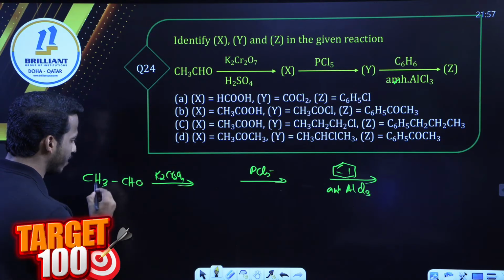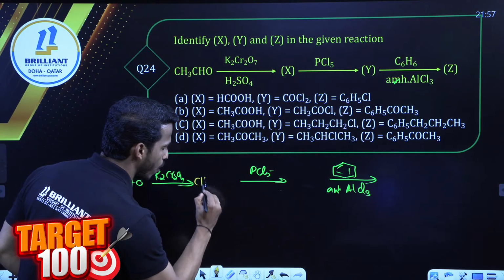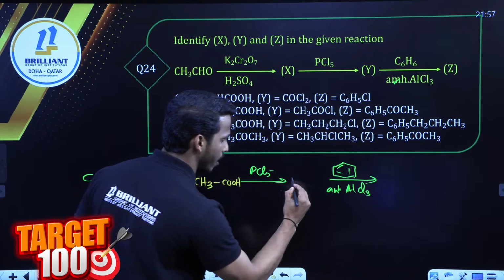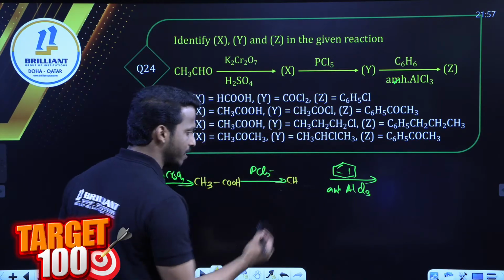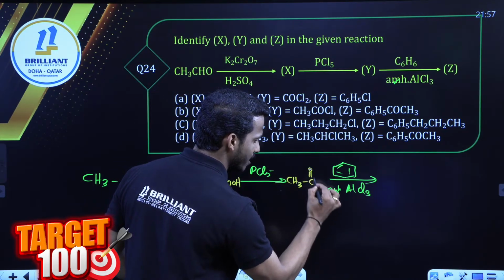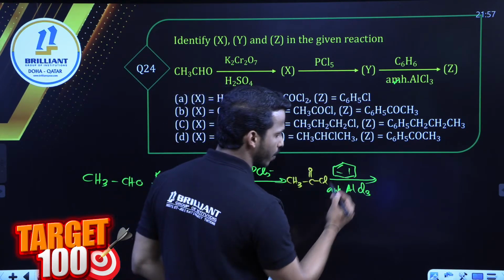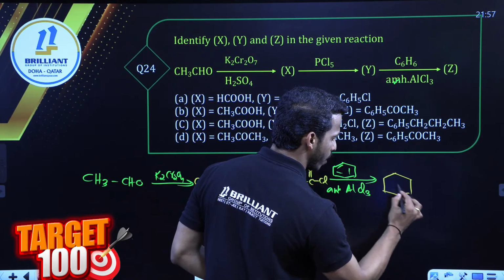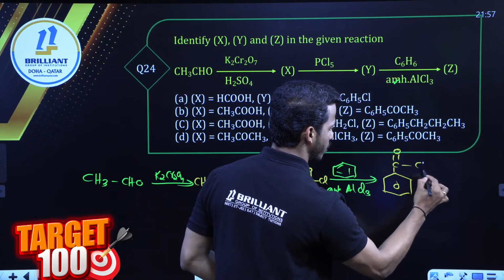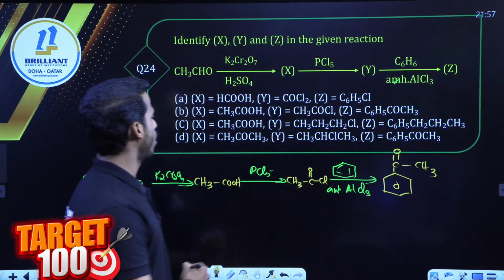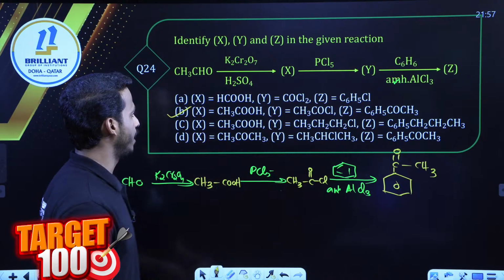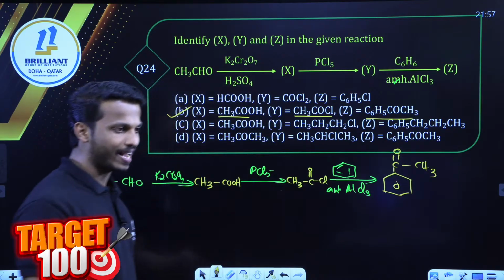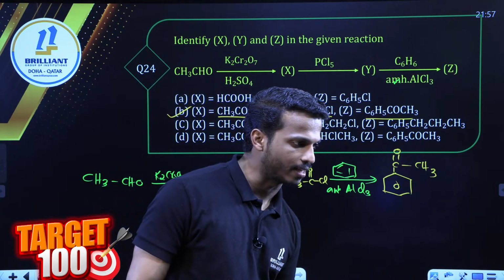Okay, dear all, this is ethanol. Ethanol on strong oxidation, you will get ethanoic acid. Ethanoic acid on treating with PCl5, SOCl2 or PCl3, you will get acid chloride. Acid chloride when treated with benzene and anhydrous AlCl3, Friedel-Crafts acylation, you will get benzene with the COCH3, that is our acetophenone. The overall answer is option B: ethanoic acid, ethanoyl chloride, and acetophenone. Yes, option B is the correct answer.